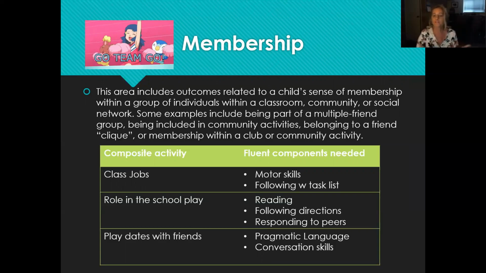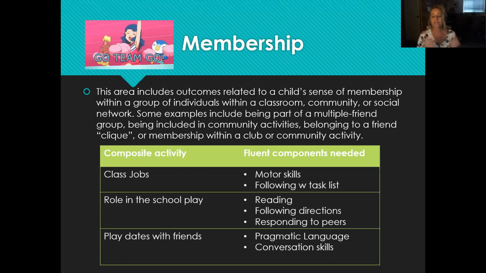So a role in the school play, can they read the script? Can they follow the directions, written directions of the script? Can they follow stage directions in the script? Can they follow the directions of the director in person during the play practice? Can they respond to peers? So if I'm tree number 4 and we're in a forest scene and tree number 3 said their lines, if I'm not responding to the peer in the order, in the sequence of the play, then that is a component skill we can work on, with the composite being membership in the school play.